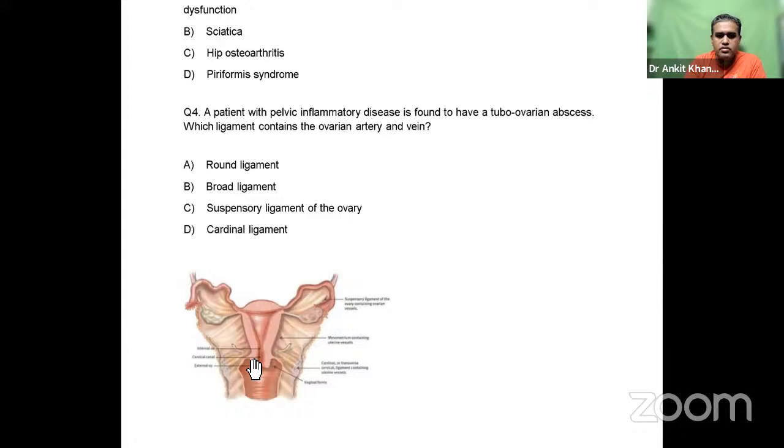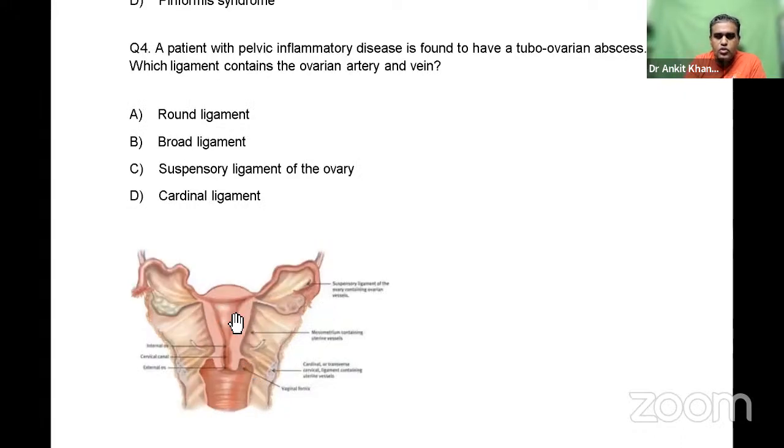And if you look at the image over here, okay, this is the uterus. This is the fallopian tube, around 10 centimeters. The fimbriae, this is the ovary over here. You can see this ligament, also known as infundibulopelvic. This is the suspensory ligament. It is containing the ovarian vessels. The answer over here is the suspensory ligament.